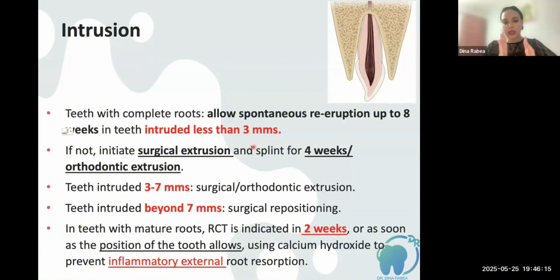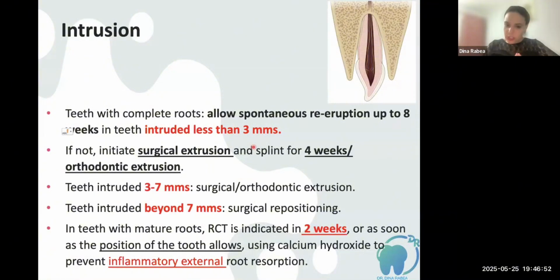So if you have a tooth intruded less than 3 millimeters with respect to the contralateral tooth, give it some time. If it is a closed apex, give it 8 weeks, and then you have to start the extrusion. If the tooth is intruded 3 to 7 millimeters, you have to start immediately with surgical or orthodontic extrusion. If the tooth is intruded beyond 7 millimeters, only surgical extrusion will be effective. You have to splint for 4 weeks with surgical extrusion and follow up for the pulp condition.